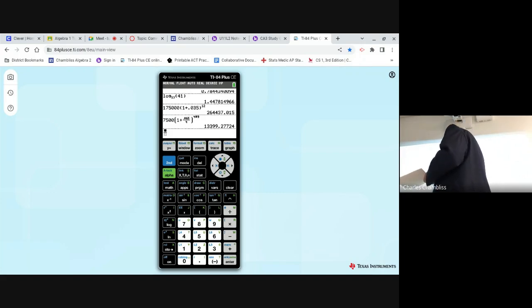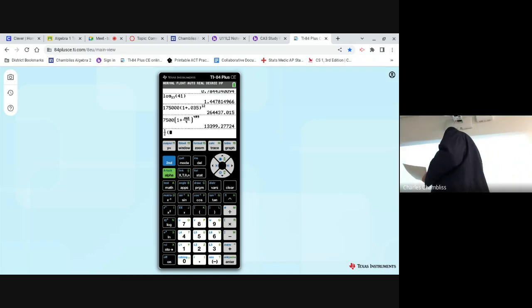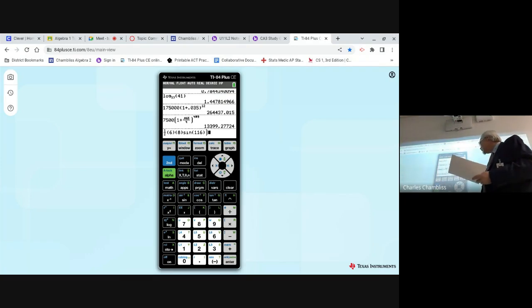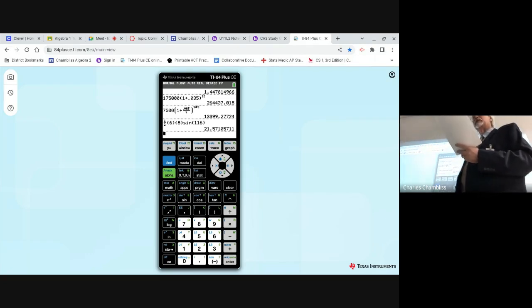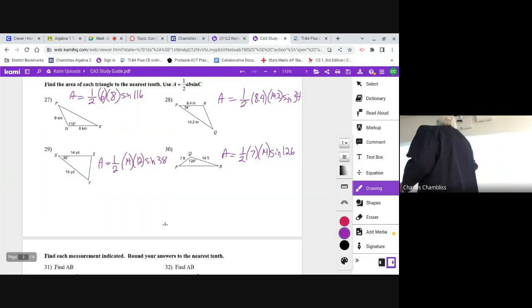So 1/2, let's see, what was that first one? 6 times 8 sine 16. $21.6. Square kilometers to fit the units.